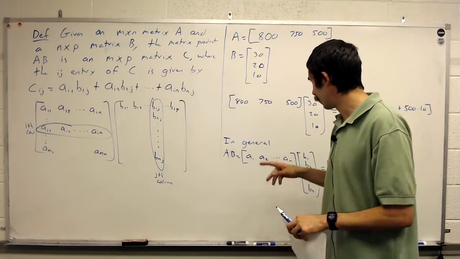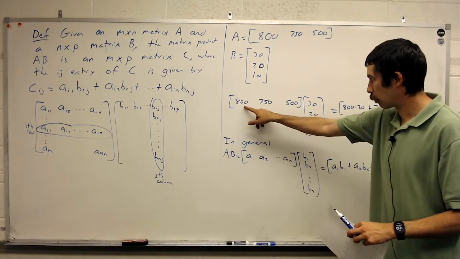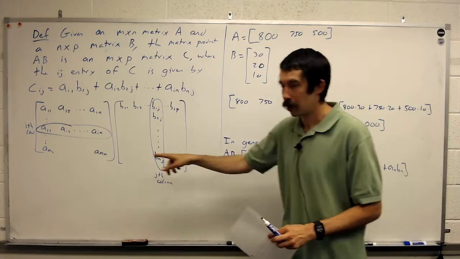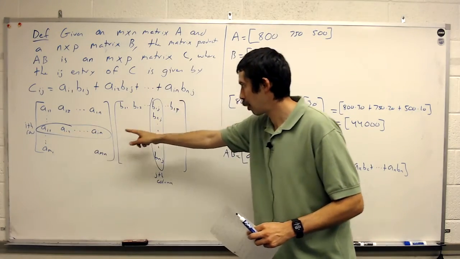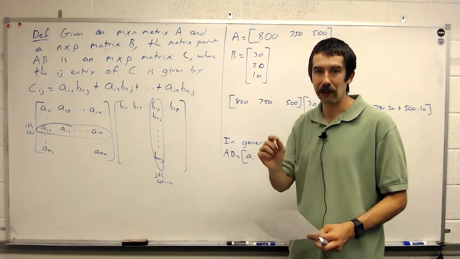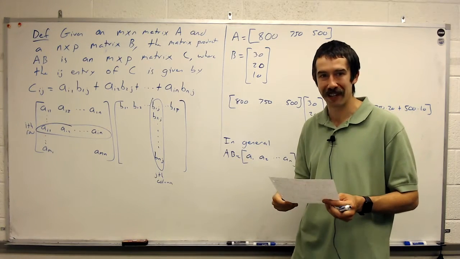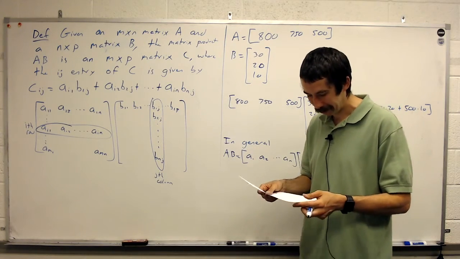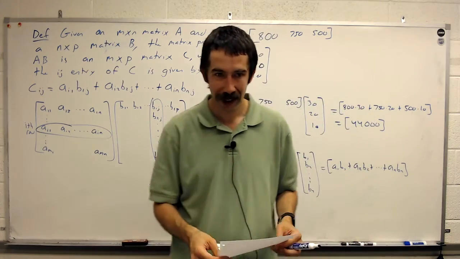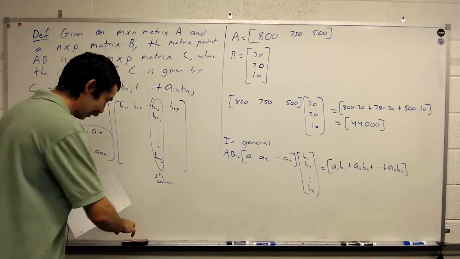Just like we did here, where we go across the row, down the column, we're going to go across the ith row and the jth column. That is going to give us one entry in the new matrix. So it's kind of a slow process, but a computer could do this for us. Okay, let's do an example.